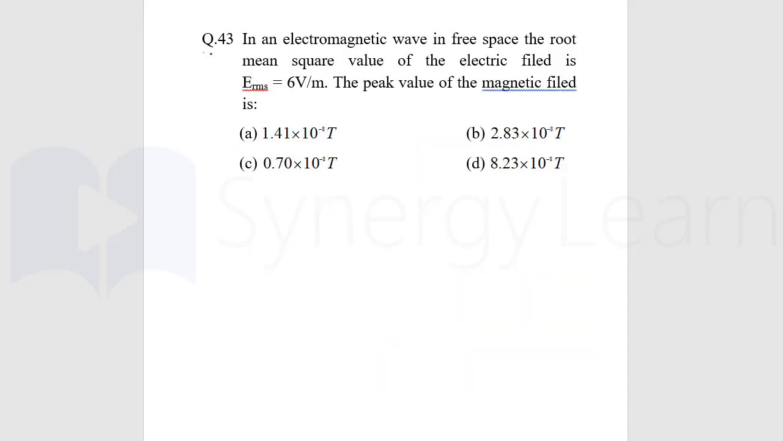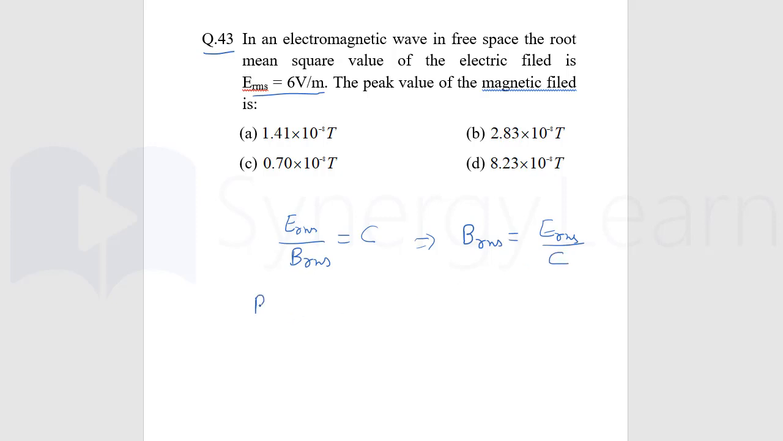In question number 43, it says in an electromagnetic wave in free space, the root mean square value of electric field is 6 volt per meter. The peak value of magnetic field is. So in an electromagnetic wave, E RMS by B RMS is equal to the speed of light. So B RMS will be E RMS upon C.